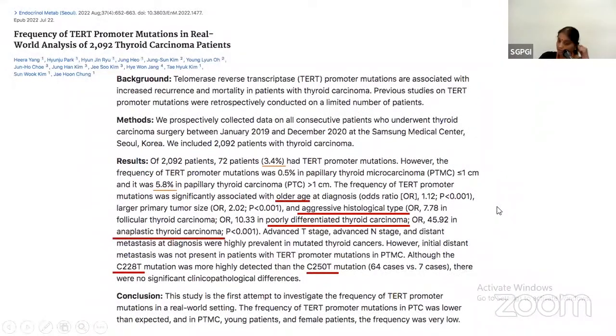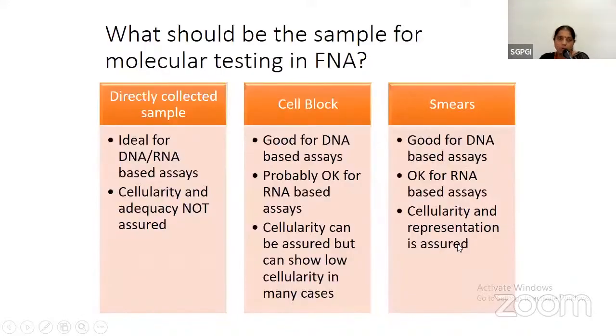Now, this is another study from the Koreans, where they looked at the prevalence of TERT mutations, correlating it to aggressive histological types, poorly differentiated thyroid cancers and anaplastic thyroid cancers. These are two point mutations, C250T and C228T. Individually, C228T is more common, but they did not find a significant difference in their population.